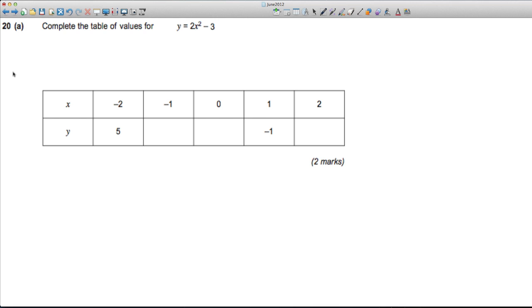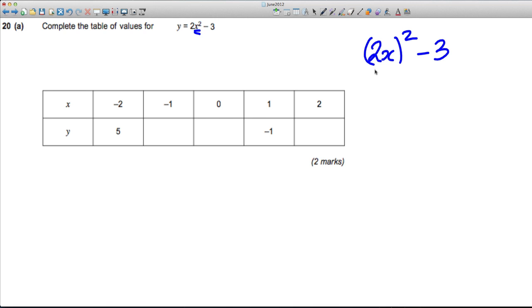Next question, complete the table of values for this. Remember what this means using BIDMAS. You take the number x, you square it first, okay, then you double it, then you subtract 3. Do not double it first. Students often double the x first and then square it.